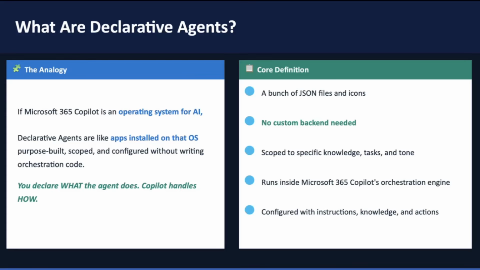And then when you talk about the technical aspect of what a declarative agent is, it's a bunch of JSON files. So you probably saw Seb show those files like the plugin manifest, the declarative agent file, and the Teams package file that is a manifest and a couple of icons. You don't need a custom backend for declarative agents, but you can connect to your code, etc. You can scope it to knowledge, tasks, the directive, okay, what personality you want for the agent, etc. But it's run inside Microsoft 365's orchestration engine.